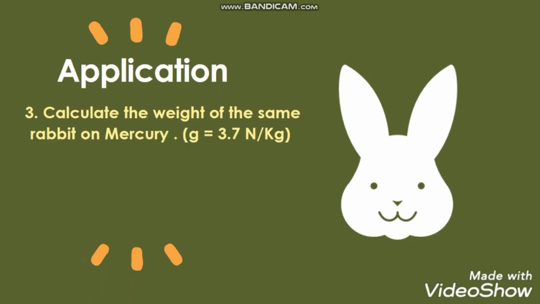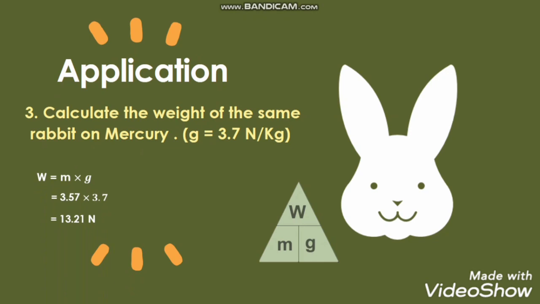Number 3. Calculate the weight of the same rabbit on Mercury. Gravity on Mercury is 3.7 Newton per kilogram and the mass of the rabbit is 3.57. In our magic triangle, cover weight and the rule is mass times gravity. So weight equals mass times gravity. The mass is 3.57 and the gravity is 3.7. So 3.57 times 3.7, and the answer is 13.21 Newton.